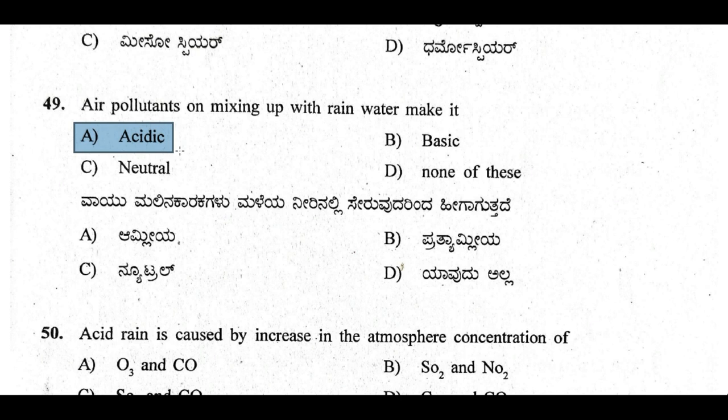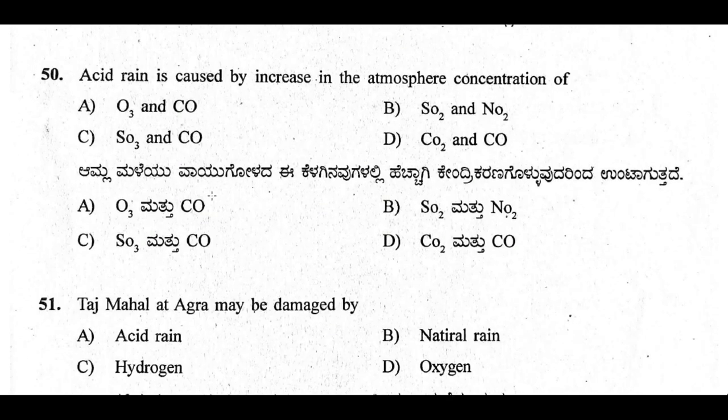Question number 50, acid rain is caused by increase in the atmospheric concentration of? The formulas are given, so we have to find out which one is the right, A, B, C, D. As per this question, sulfur dioxide, that is SO2, and nitrogen oxide NO2, are the primary causes of acid rain, and these gases are emitted from industries, thermal power plants and automobiles. So the right option is option B.